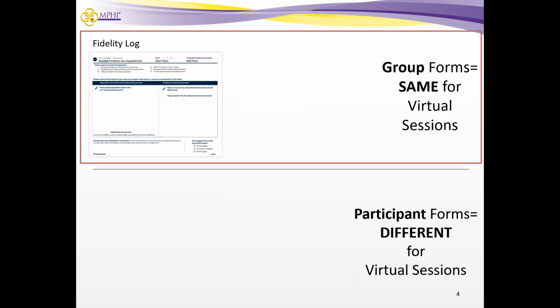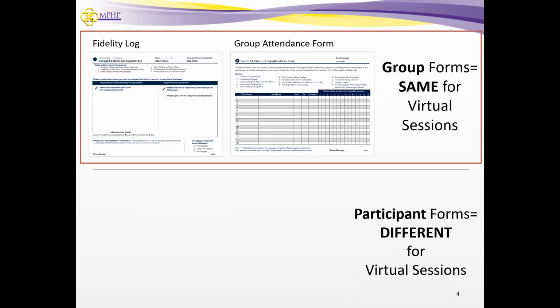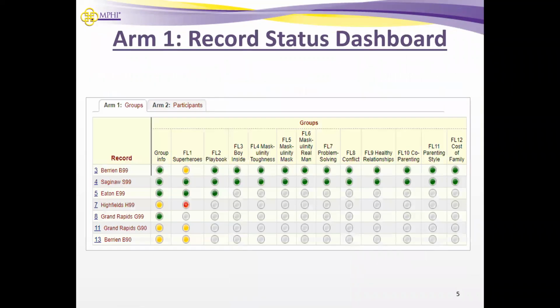So let's start first with those group forms. If you recall, a brief refresher of what the group section of REDCap looks like. All of the information on groups can be found in the record status dashboard for ARM1. If this doesn't look familiar, you'll probably want to do a refresher course on the first Son to a Father webinar before continuing with this training.